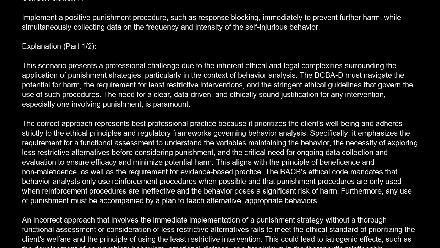The BACB Ethical Code mandates that behavior analysts only use reinforcement procedures when possible, and that punishment procedures are only used when reinforcement procedures are ineffective and the behavior poses a significant risk of harm. Furthermore, any use of punishment must be accompanied by a plan to teach alternative, appropriate behaviors.